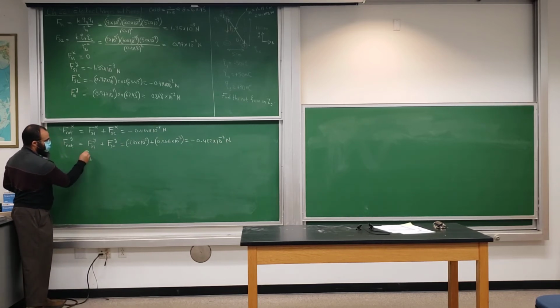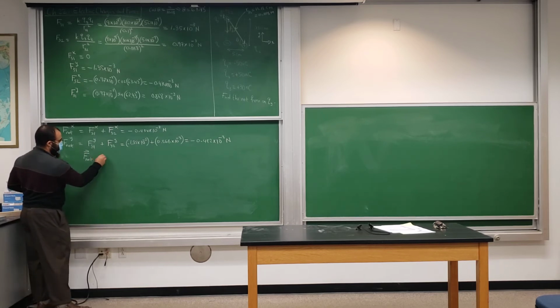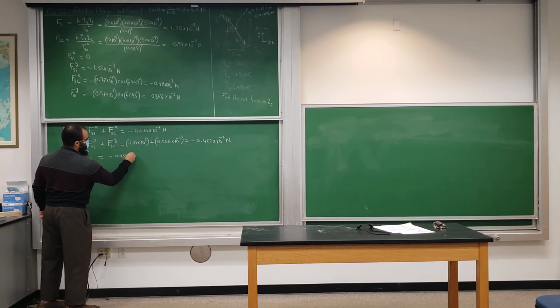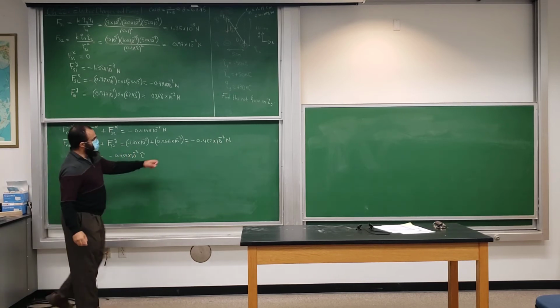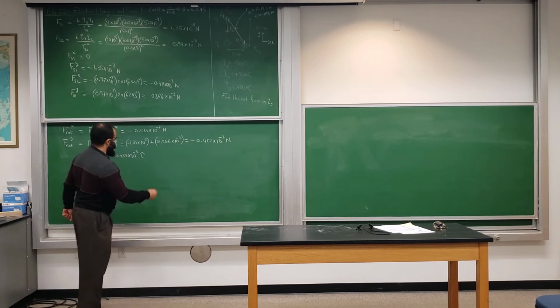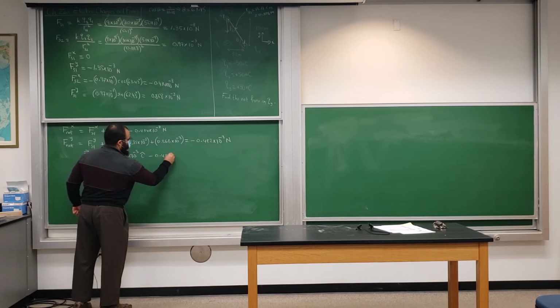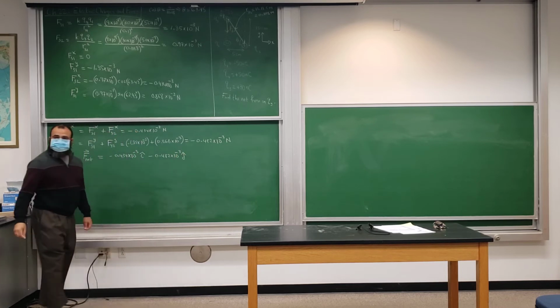Therefore, if you'd like to write it in vector notation, the book wants you to write it in vector notation, so let's write it. So it will be minus 0.434 times 10 to the minus 3 i hat, and this is the j hat. So minus 0.482 times 10 to the minus 3 j.